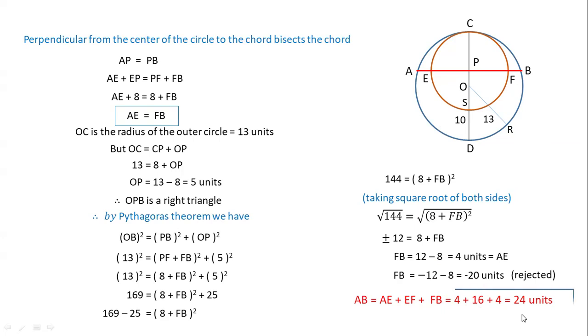So this is your answer. Got it? So AB is 24 units. So this is the first method of calculating the length of the chord AB under such conditions. Now let's go for the second method.